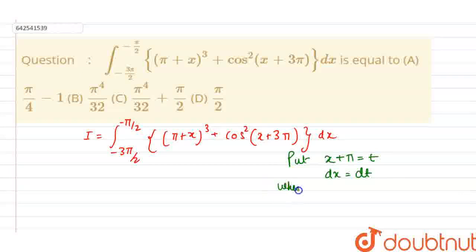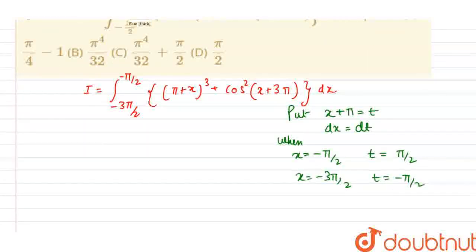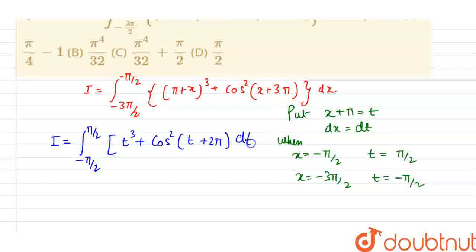When x is equal to minus pi by 2, t becomes pi by 2. When x is equal to minus 3 pi by 2, t is equal to minus pi by 2. Now we convert in terms of t. So our I is equal to the integration from minus pi by 2 to pi by 2 of t cube plus cos square (t plus 2 pi) dt.